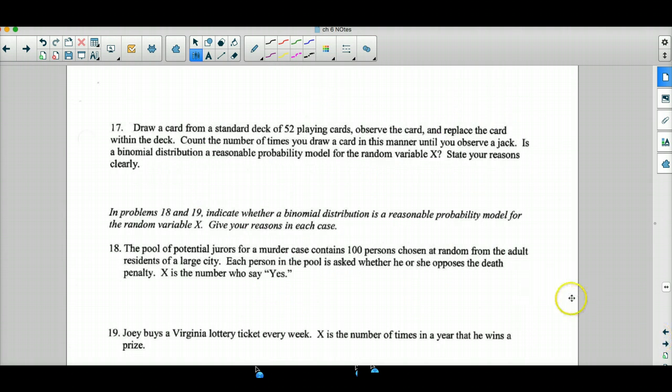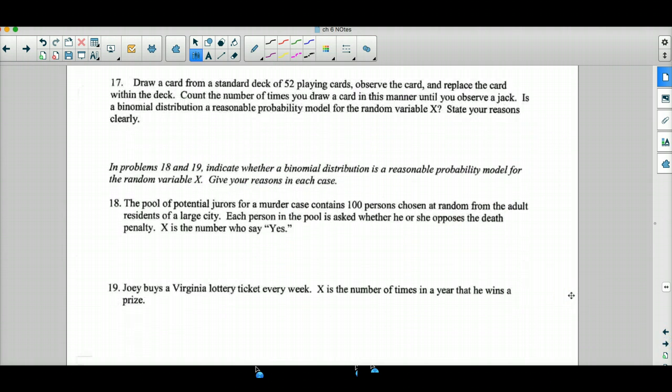Okay. Draw a card from a standard deck of 52 playing cards. Observe the card. Replace the card within the deck. Then of course you shuffle. It should have said then shuffle. Count the number of times you draw a card in this manner until you observe a jack. Is this binomial? No, because you have no set number of trials. You are going to pull cards until you have success. This is a geometric situation. You have no set number of trials.